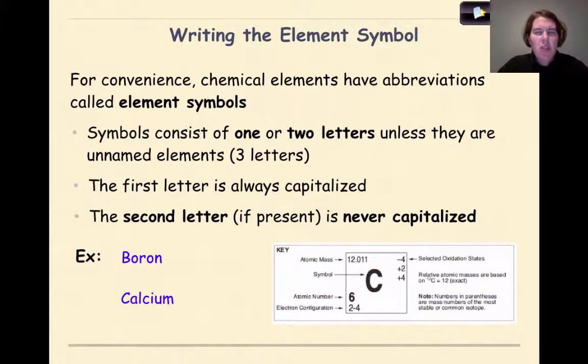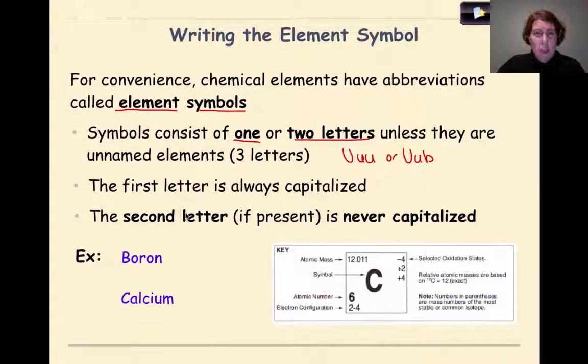So the first thing that we're going to look at is how to correctly write an element symbol. Now, for convenience, chemical elements have abbreviations called element symbols. And element symbols, which is how we represent all of our elements on your periodic table, consist of either one or two letters, unless they're one of the unnamed elements, which are basically composed of three letters, and you might see them at the end of your periodic tables, something like U, U, U, or another option might be U, U, B. These are unnamed elements whose names are still to be determined.